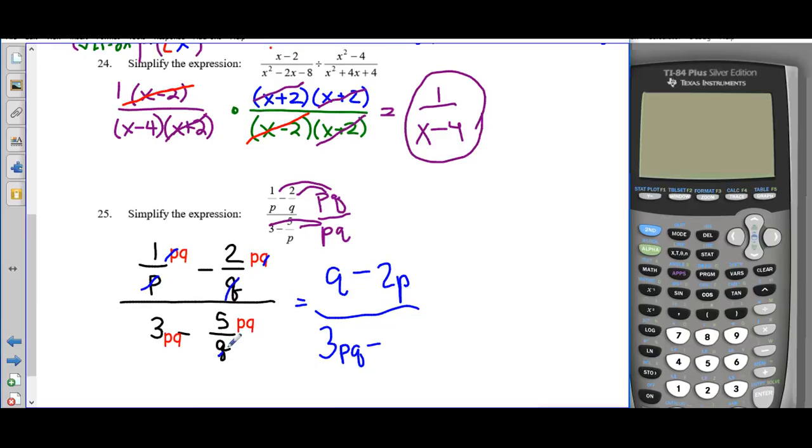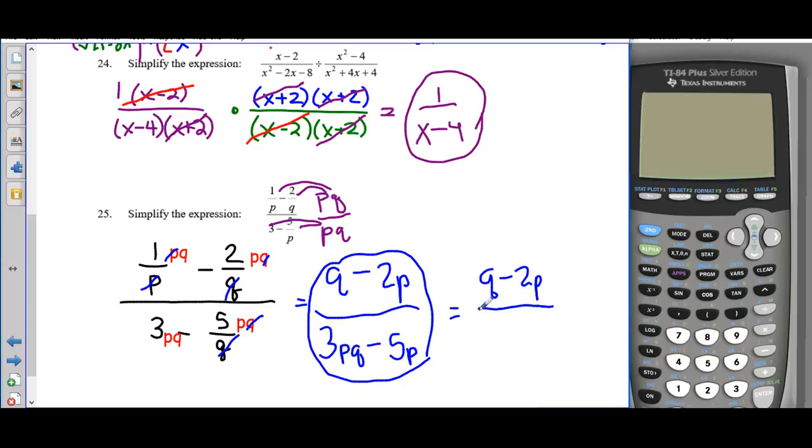Then I had to subtract. My q's would reduce out, and I have 5p left. I can leave my answer like this, because as I look at it, nothing is going to reduce from the top and the bottom. The other thing that I could have done is leave the top the same as q minus 2p, and then on the bottom there is a GCF. The GCF would just be p, so if I factor that out, I would have 3q minus 5. It doesn't really matter to me which way you write this answer, but if it were multiple choice, you should be prepared to choose either one or the other. Only one would be listed though.